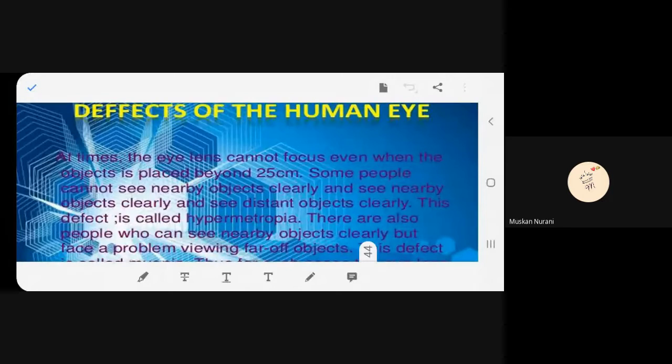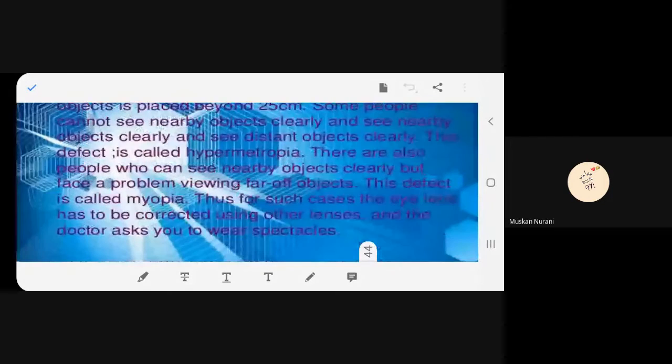This defect is called hypermetropia. That means you can see distant objects clearly, isn't it? But you cannot see nearby objects. So if you see distant objects clearly, you are called hypermetropic. Is it clear?